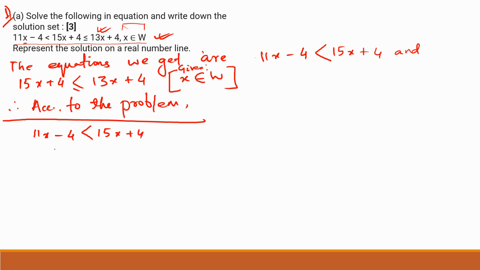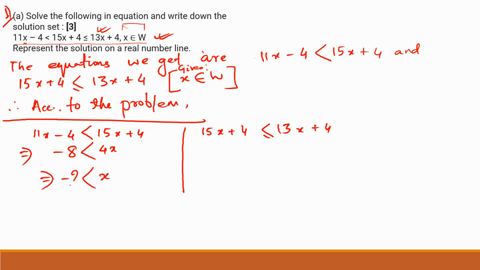So this is one equation that you have. You can put a bar here, separate it out, and solve the other equation here. From here, you take 11x to the other side, 4 to this side, you get 4x. If this 4 goes to the other side, you get minus 8, so x is greater than minus 2. Here, you take 13x to the other side, you get 2x, and this becomes 0. And you take 4 to the other side, 13 to this side.